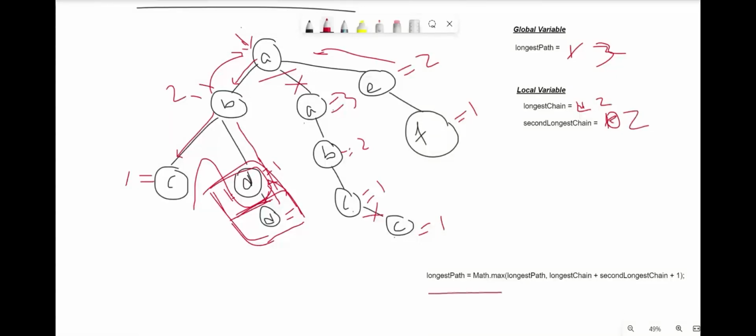Now if we see our criteria, where we say that the longest path will be equivalent to the sum of the longest chain plus the second longest chain plus 1, that is equivalent to 2 plus 1 plus 2, that is 5. So we get an answer 5. This is the maximum value that we've encountered till now, so our answer is 5. I hope this example makes it more clear. So we'll look at the code quickly, and that's how we should be able to complete this problem.